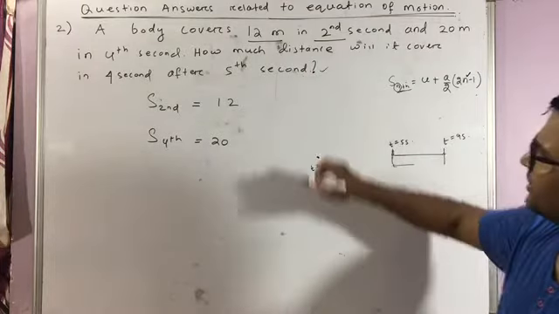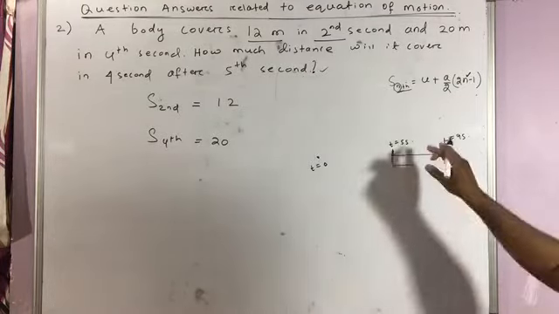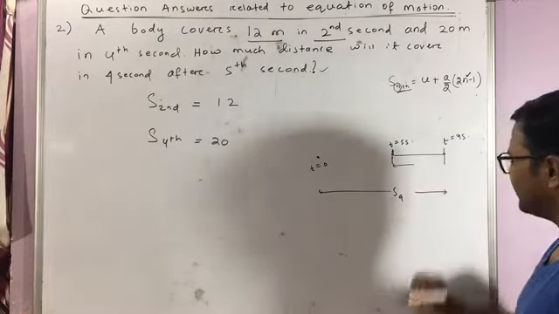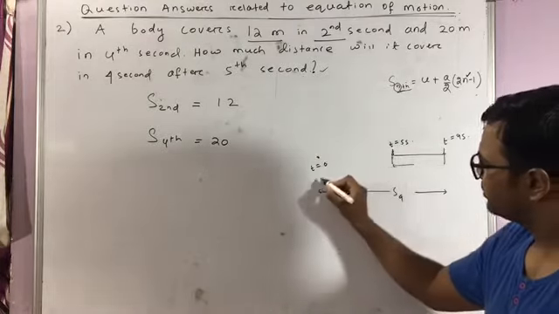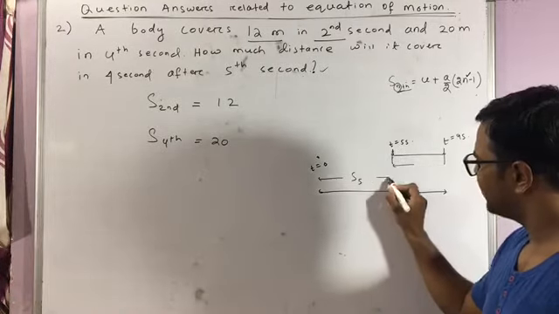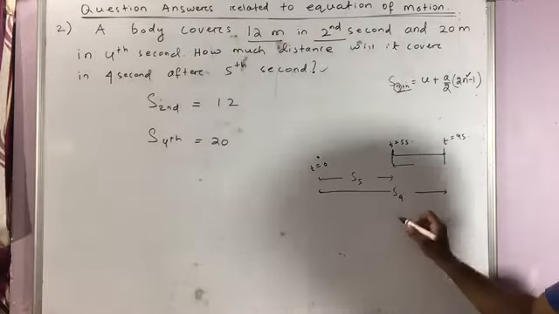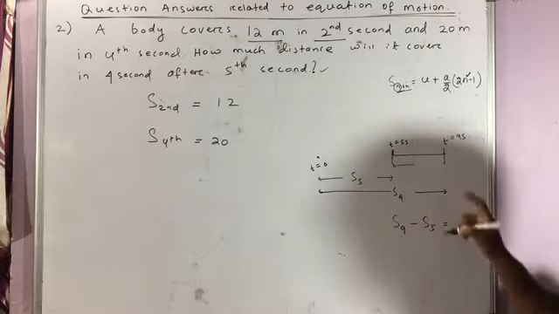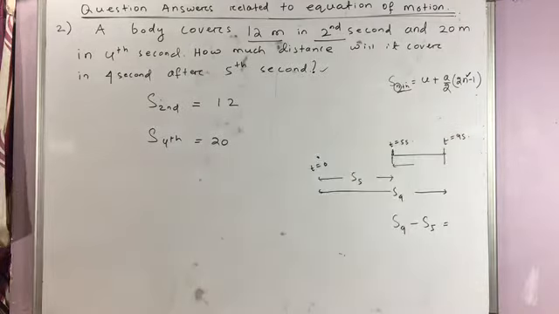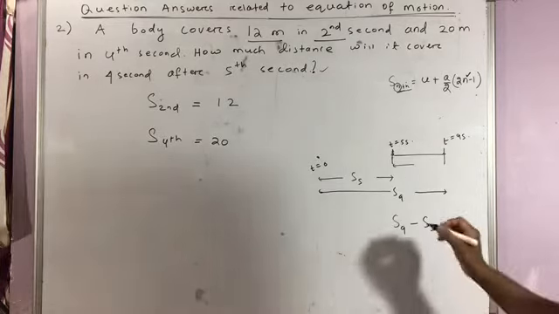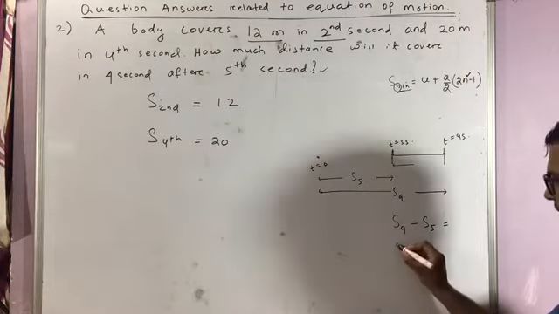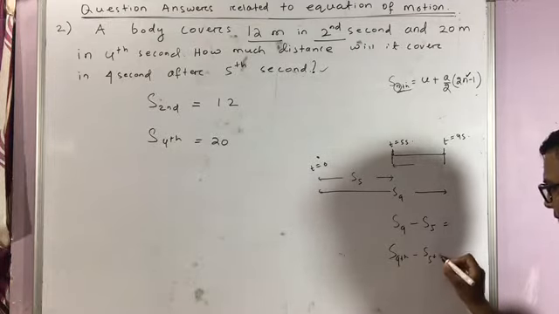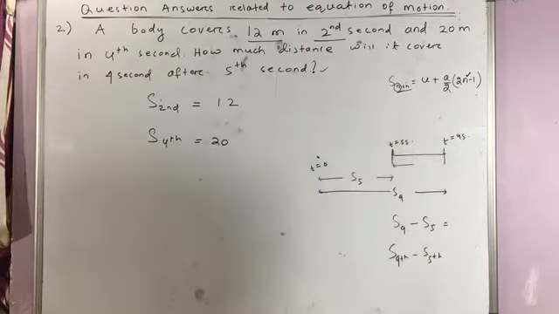covered? It is asking. So if you know this total distance, that is your S9, and from here to here the total distance is your S5, then if we subtract S9 minus S5, we will get the distance in those 4 seconds after your 5th second. Try to understand here. S9 and S5. If someone has written S9th and S5th, these two are different.